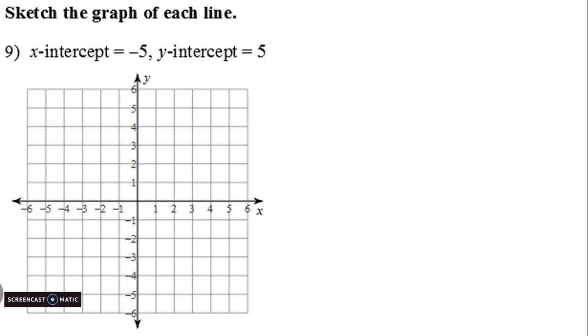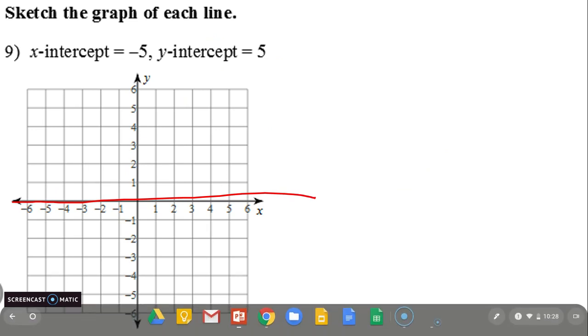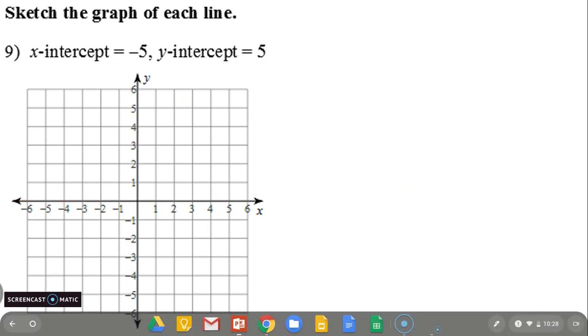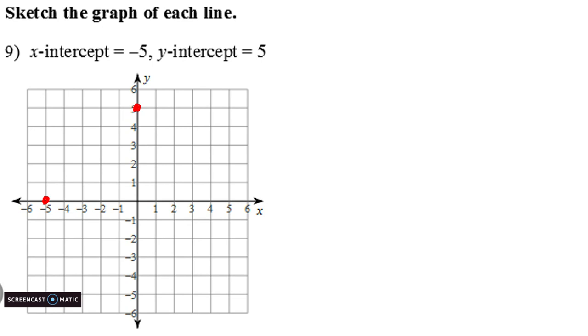All right, we are sketching the graph of each line now. X-intercept is where it crosses the x-axis. X-axis is here. Y-axis is here. Remember, they're labeled for you, y and x. So x-intercept, negative 5. X-axis, negative 5. Y-intercept, 5. Y-axis at 5. And then use that straight edge. I can do it on my Chromebook here. Pretty good.